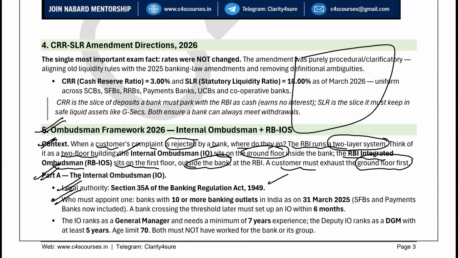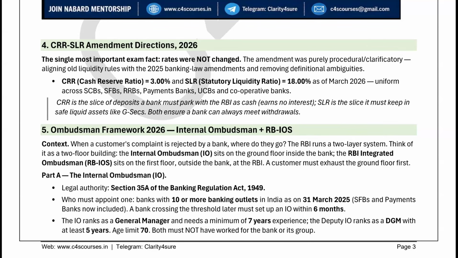Now, who appoints one? Try to understand. It is important for your prelims: banks with 10 or more banking outlets in India as on 31st March 2025, and small finance banks and payment banks are also now included. The question will be asked under the internal ombudsman IO, on which banks have been included. A bank crossing the threshold must set up an IO within 6 months. How much time has been given? Duration 6 months. So you should note it down.